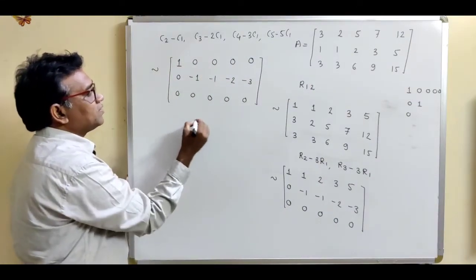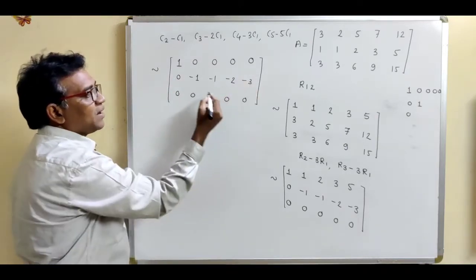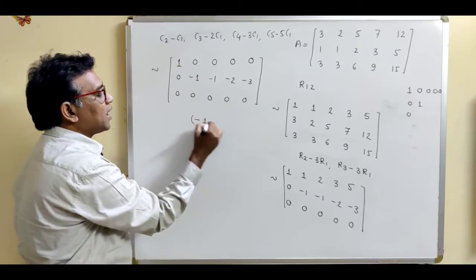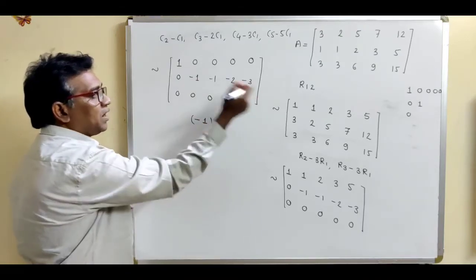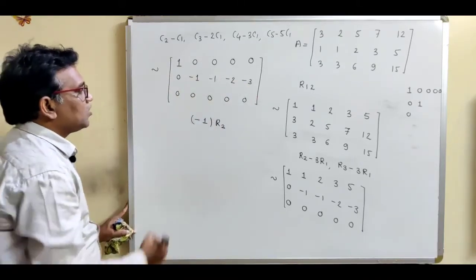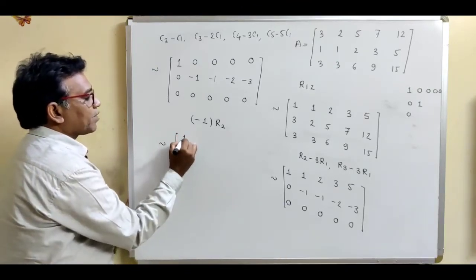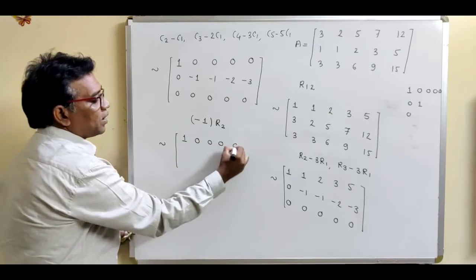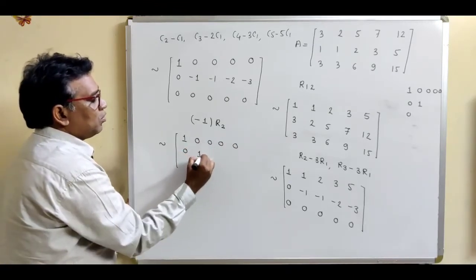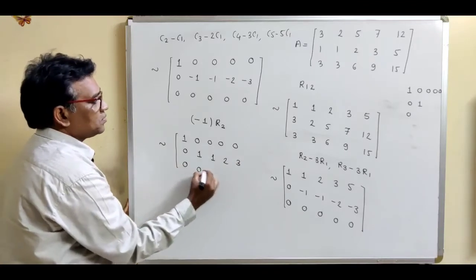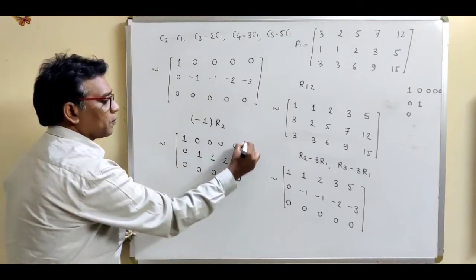So what is your operation? Just multiply this second row by minus sign. So this is minus 1 times R2. Multiply the second row by minus 1. So write down the equivalent matrix. This is 1, this is 4 times 0. 0, 1, 1, 2, 3, 0, 0, 0, 0.